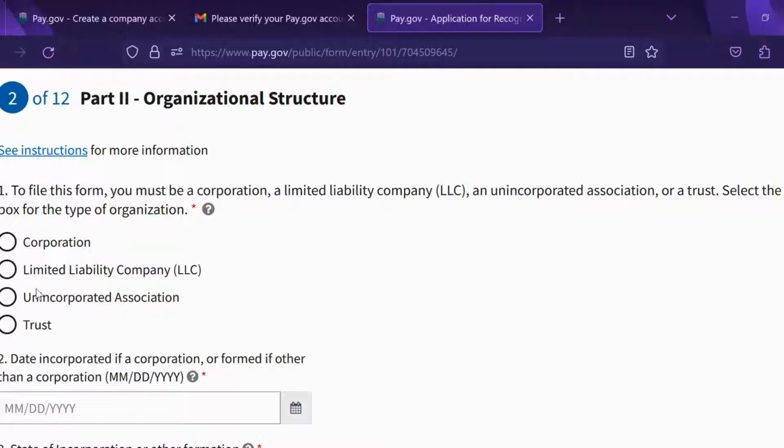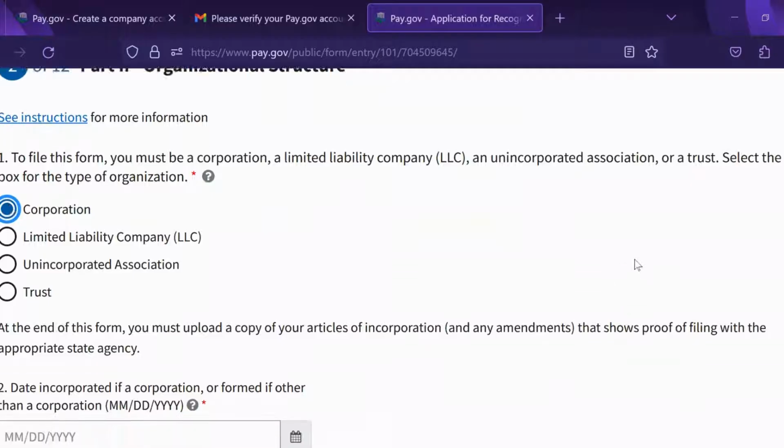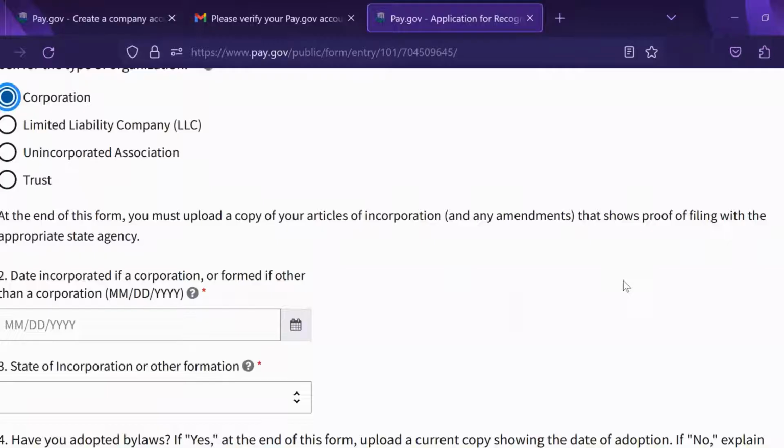Question 2, organizational structure. To file this form, you must be a corporation, a limited liability company, an unincorporated association, or a trust. Select the box for the type of organization. This is a nonprofit corporation. We've already filed our articles of incorporation, so we'll select the first one. And at the end of the form, you see it says we need to upload a copy of the articles of incorporation and any amendments that shows proof of filing with the appropriate state agency.